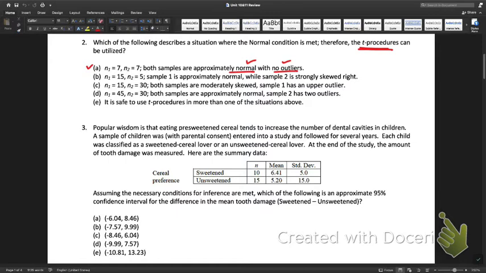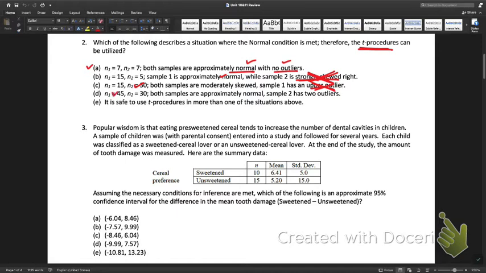N1 is 15, N2 is 5. So again, I need to look at the sample. Sample 1 is approximately normal, so that one's good. Sample 2 is strongly skewed to the right. That is not okay. C, N1 is 15, N2 is 30. So N2 meets the central limit theorem. So N2 is fine, but we need to look at N1. So N1, it says both are moderately skewed. Moderately skewed is okay, but sample 1 has an upper outlier. We are not okay with that. So that knocks out C.